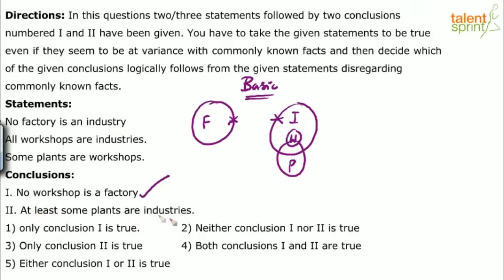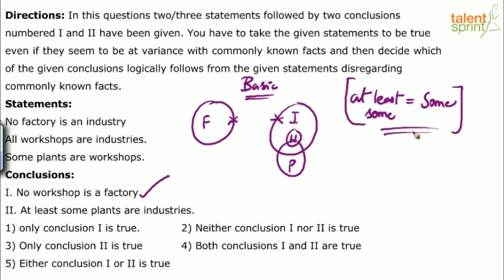Look at conclusion 2. At least some plants are industries. Now a very important point which all of you need to understand here is at least some is equal to some. Understand, at least some and some both are same. There is no difference in these two, right? At least some is as good as some. So at least some plants are industries. You can simply ignore the words at least. Don't get confused with that redundant word there, right?